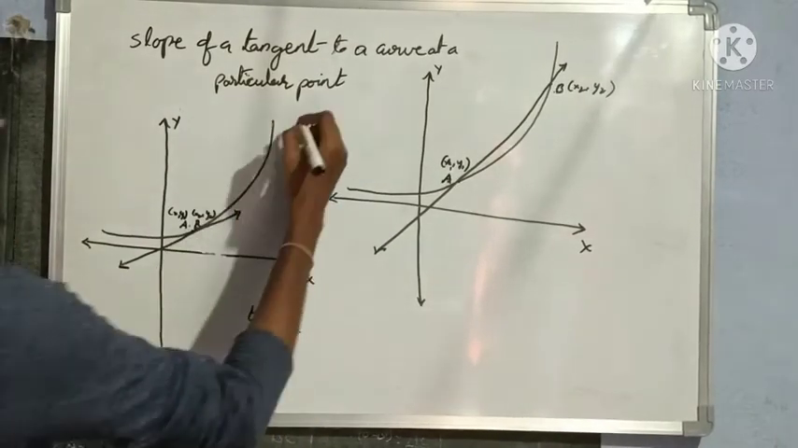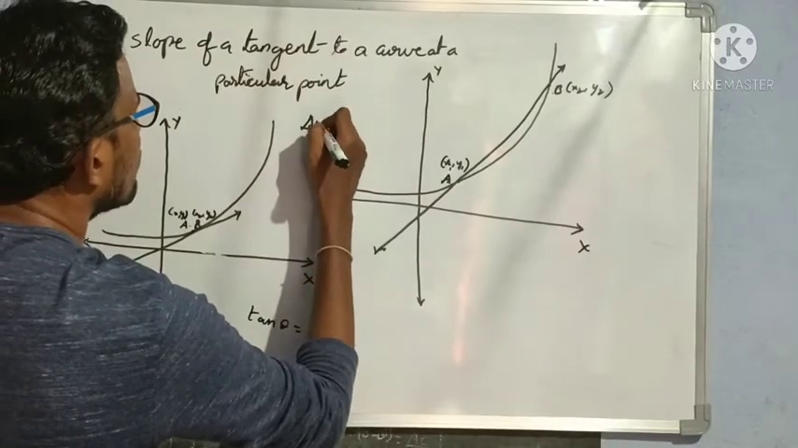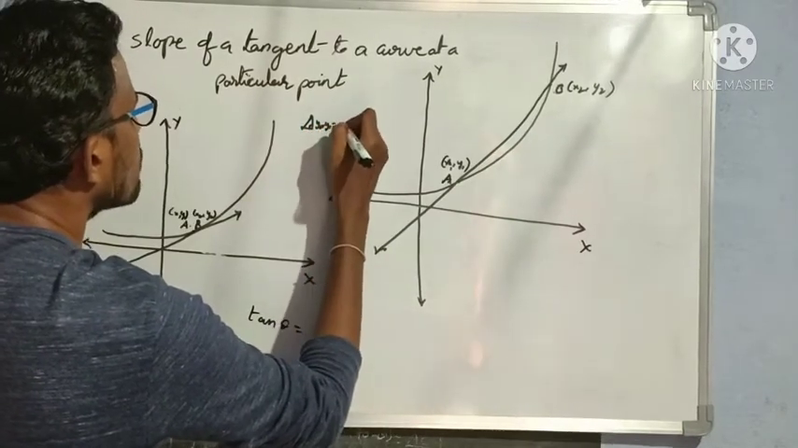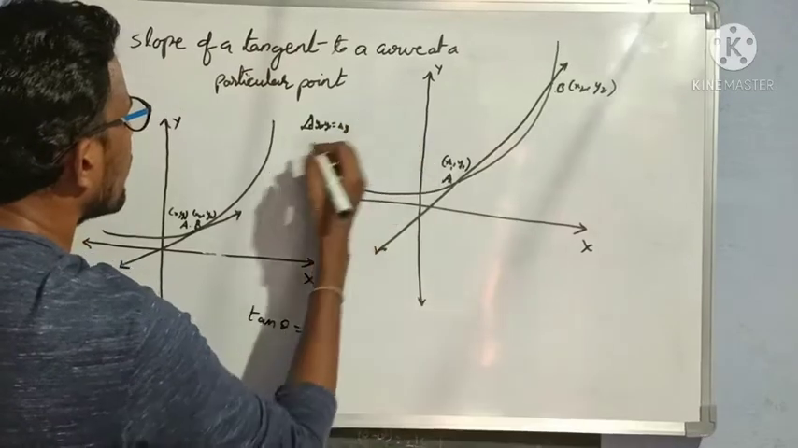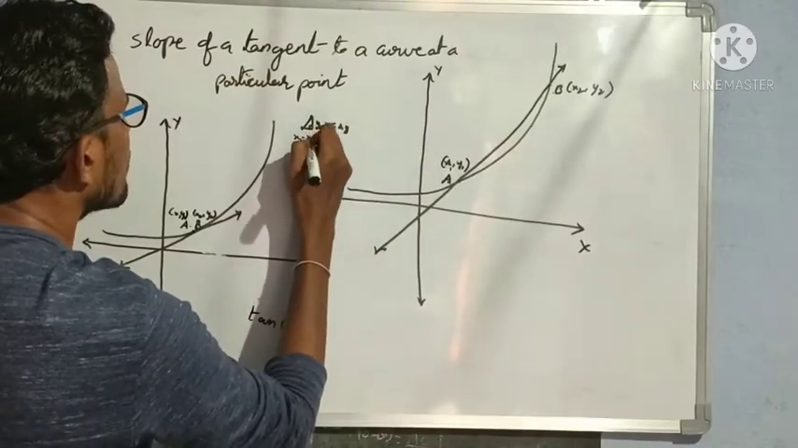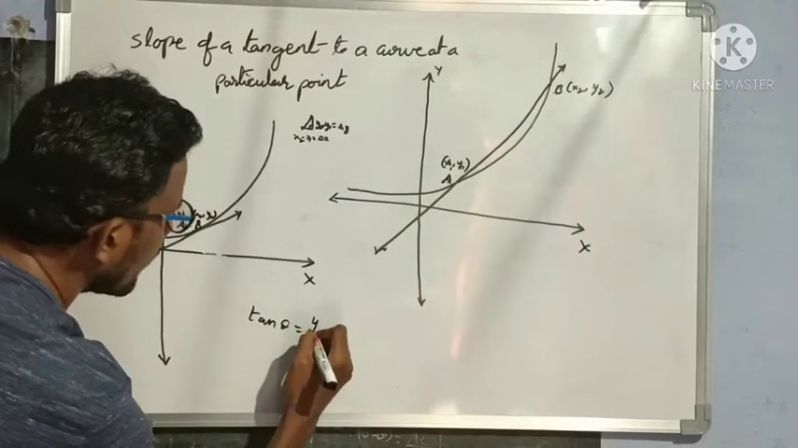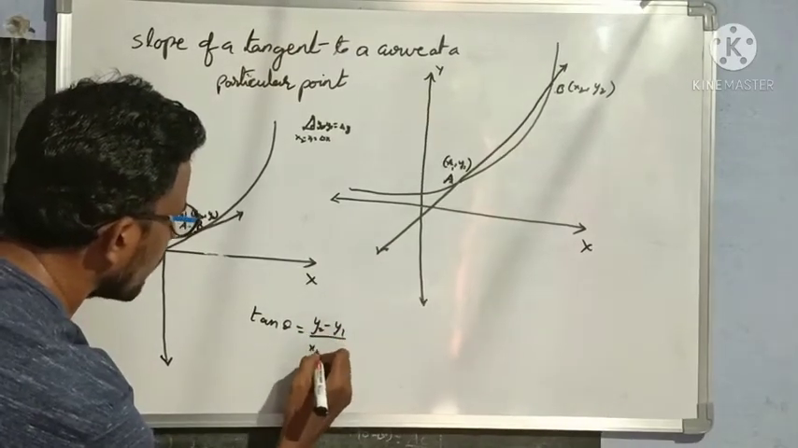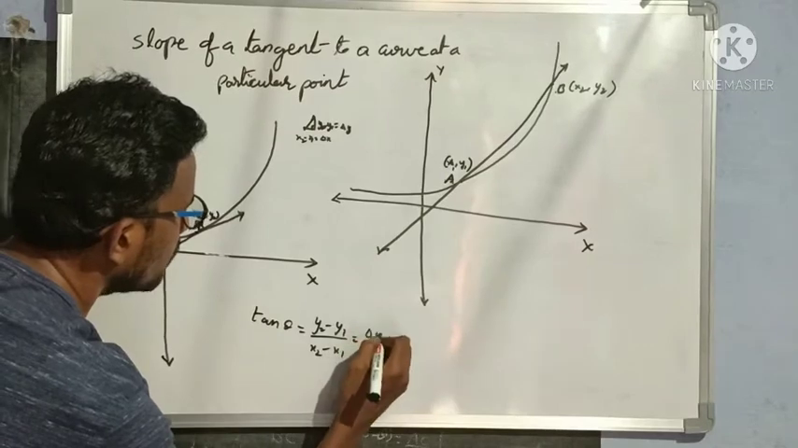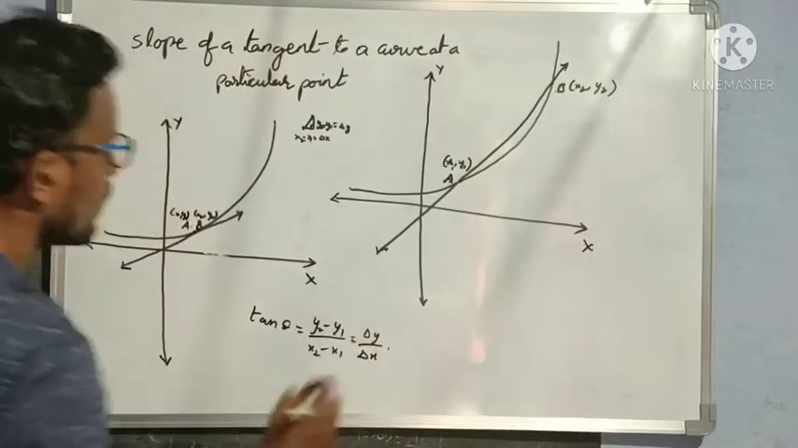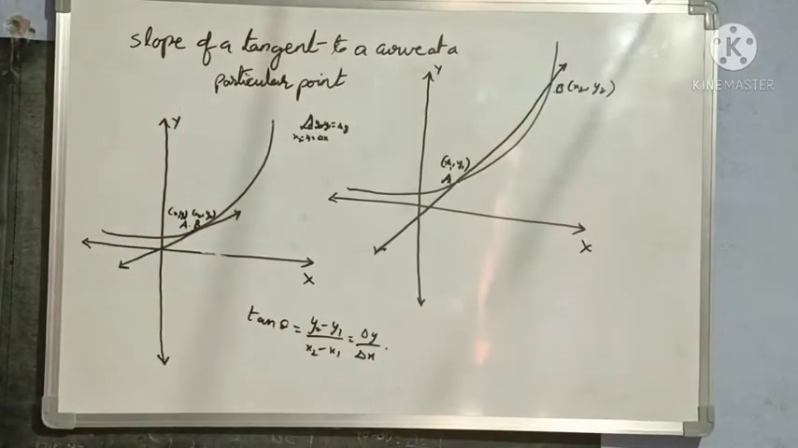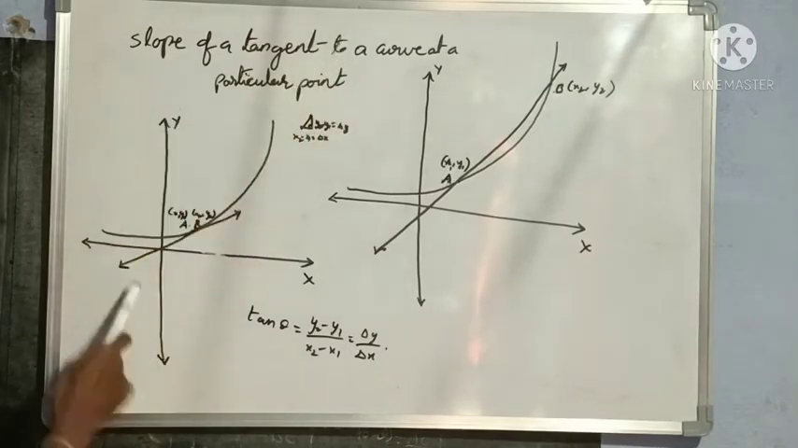Right. Here delta y is nothing but y2 minus y1, a very small change here, right? This one I am taking as delta y, and this x2 minus x1 is also a very small change, that is delta x. So the same value I am getting here: (y2 minus y1) by (x2 minus x1) is equal to delta y by delta x. Understood now how we are getting the slope of the tangent to a curve at a particular point?